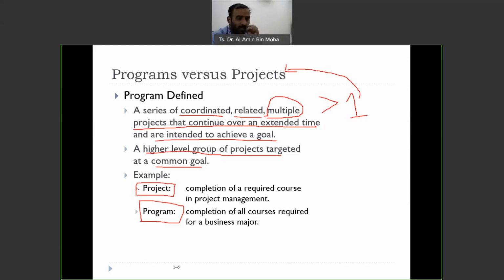Your subjects that you take, you have your engineering economy project, you have your mathematics, physics, drawings. So you can say it is a project for each subject. But to complete all the courses is a program. The same thing, if you're building only one house at location A, then that's a project. But if you have multiple projects with different characteristics, we call it a program. So a program is a higher level group of projects.